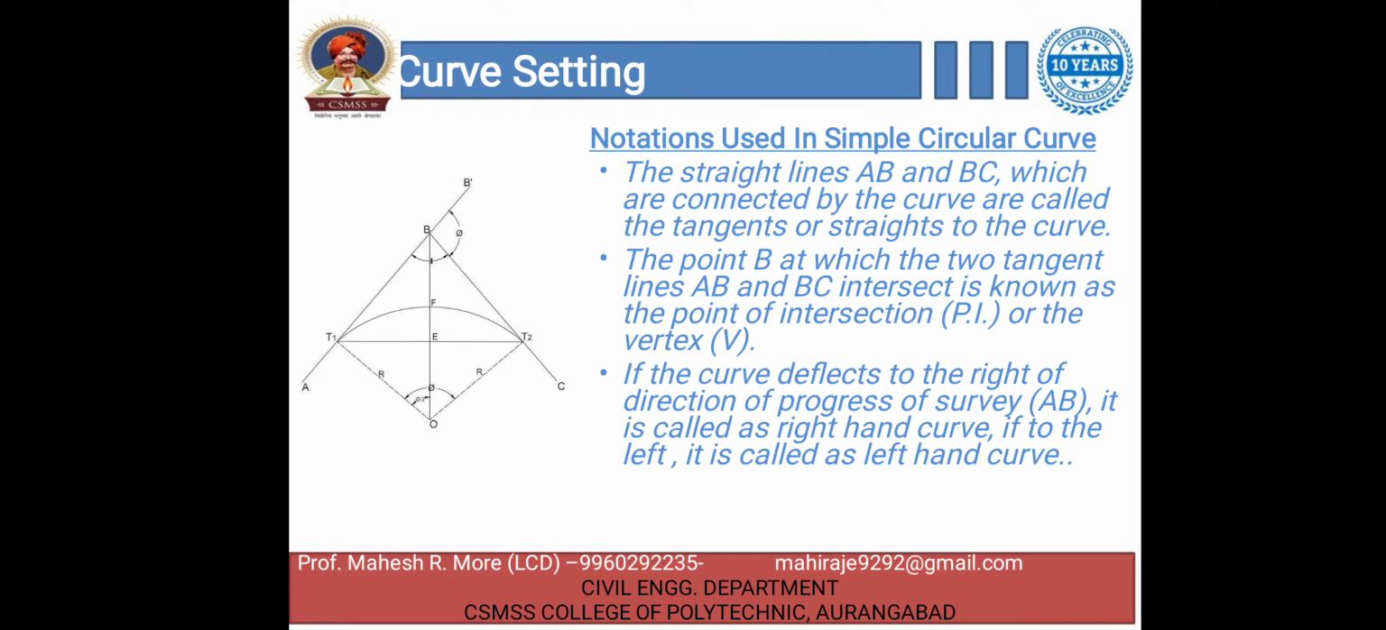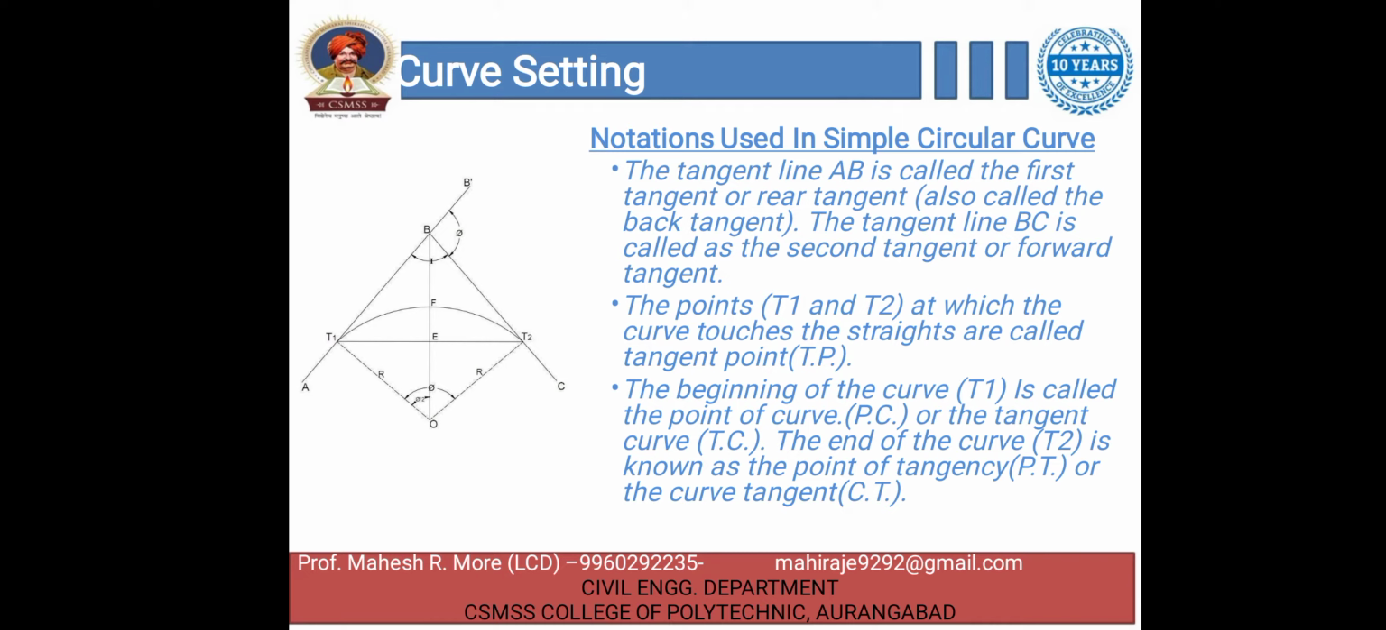The straight lines AB and BC, which are connected by the curve, are called the tangents or straights to the curve. The point B at which the two tangent lines AB and BC intersect is known as the point of intersection or the vertex. If the curve deflects to the right of the direction of progress of the survey, it is called a right hand curve. If to the left, it is called a left hand curve.